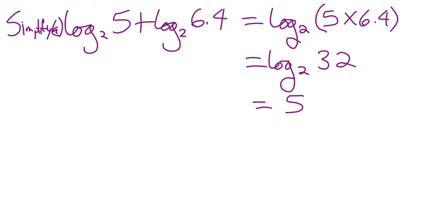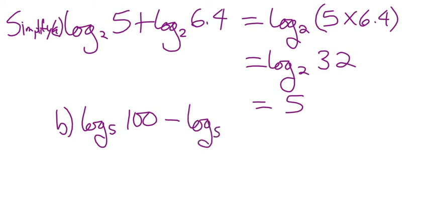Okay, next one. Log base 5 of 100. So 5 to the what is 100? I don't know. 5 squared is 25, and 5 cubed is 125. So it's between 2 and 3, probably closer to 3, but I don't know. And actually, I don't care. Minus log base 5 of 4.